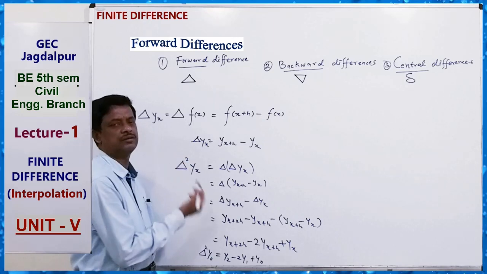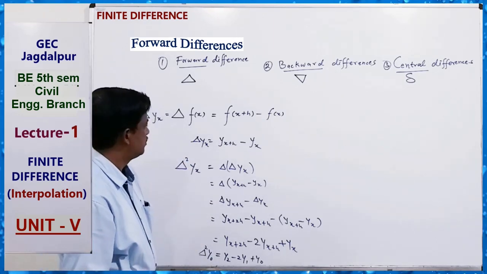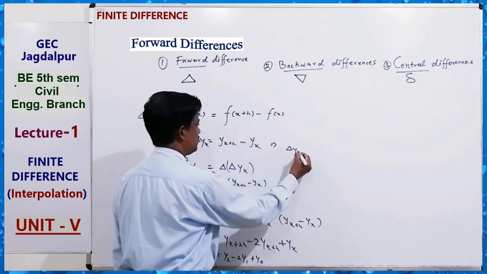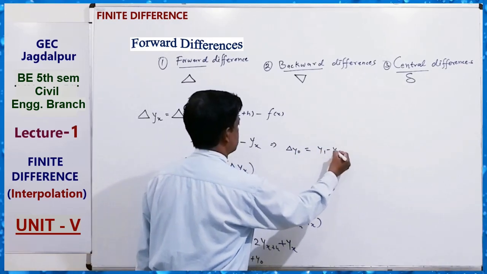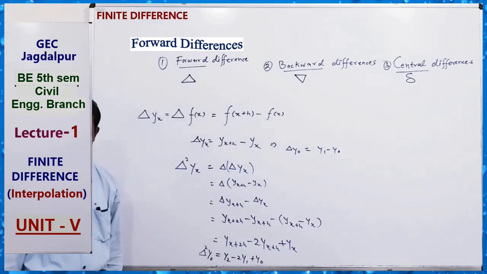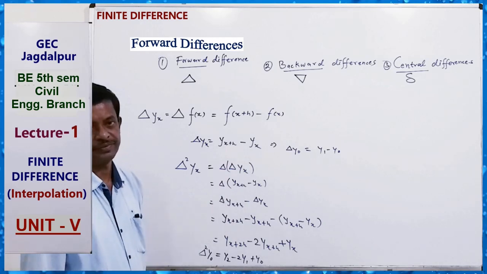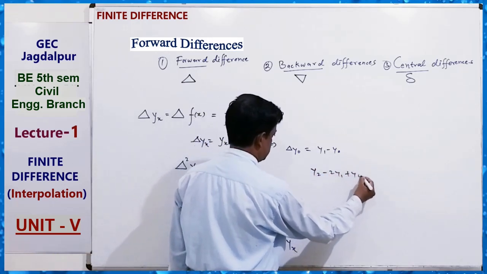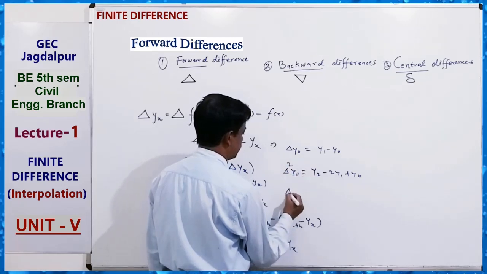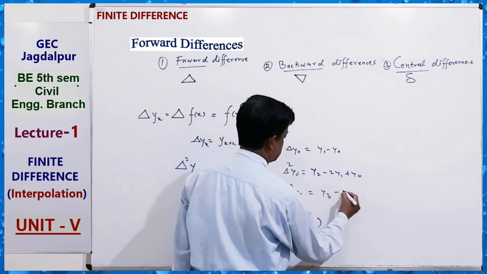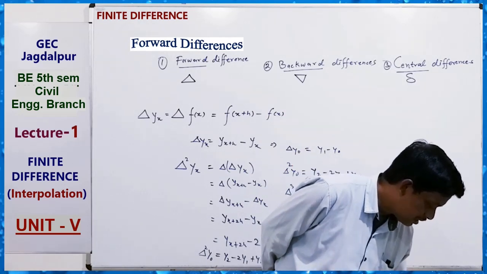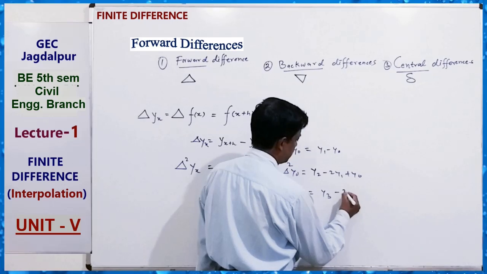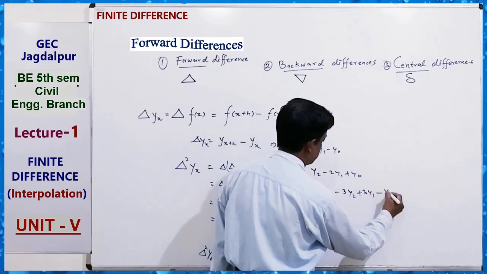Similarly, we can find third order, fourth order and fifth order differences. The first difference can be written as Δy0 = y1 − y0, if h equals 1. The second order difference is y2 − 2y1 + y0. Similarly, the third order difference Δ³y0 equals y3 − 3y2 + 3y1 − y0, with binomial coefficients.